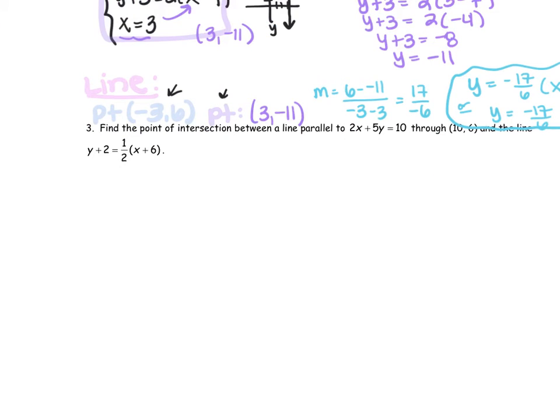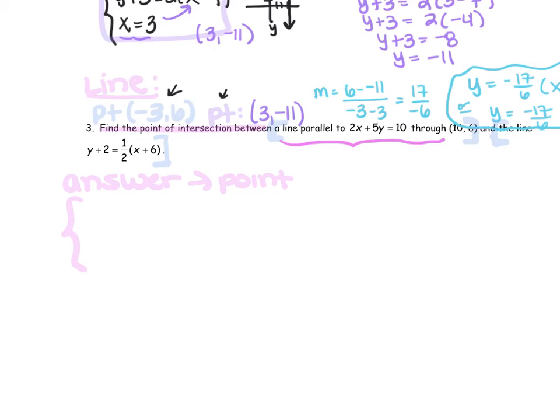All right, and the last example starts. Find the point of intersection between... okay, so my answer to this question is going to be a point that I'm going to get after solving a system, okay, that's how we get a point of intersection. So find the point of intersection between a line parallel to 2x + 5y = 10 through (10, 6), and the line y + 2 = 1/2(x + 6). Okay, so the first thing I need to do is find the equation of this line.